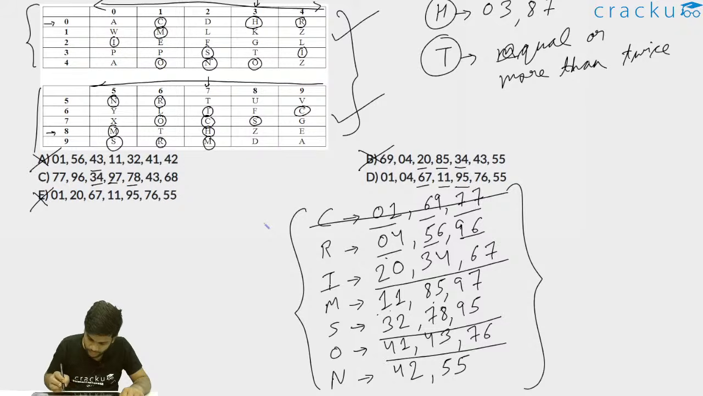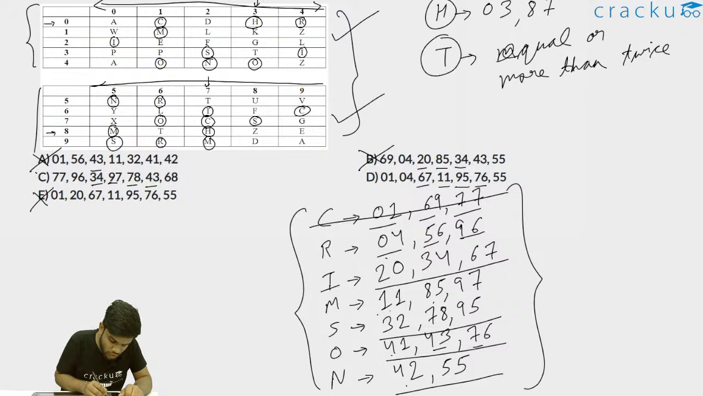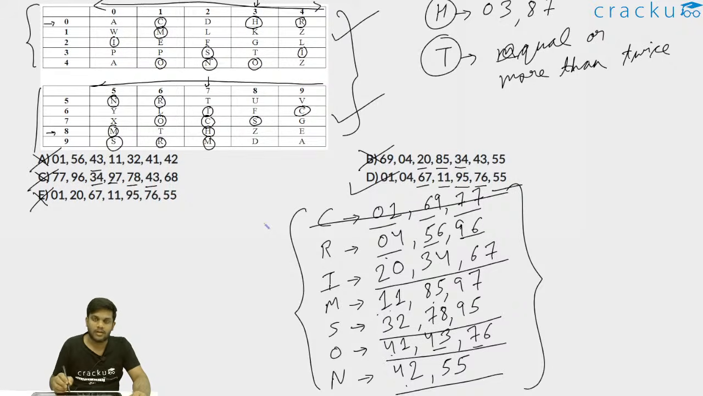Similarly for O, it is 40, 43 and 76. So the second last will be 43 or 76. So option number C or D are same for O. Now last for N, it is either 42 or 55. So the last term should be either 42 or 55. Here the last term is 68, so option number C will be cancelled out. Our answer is option number D, which is 55 here.